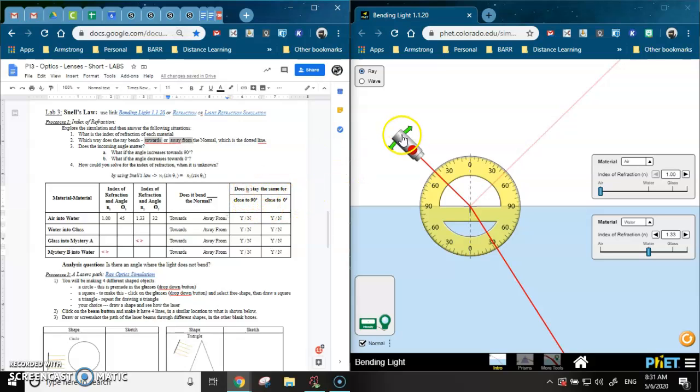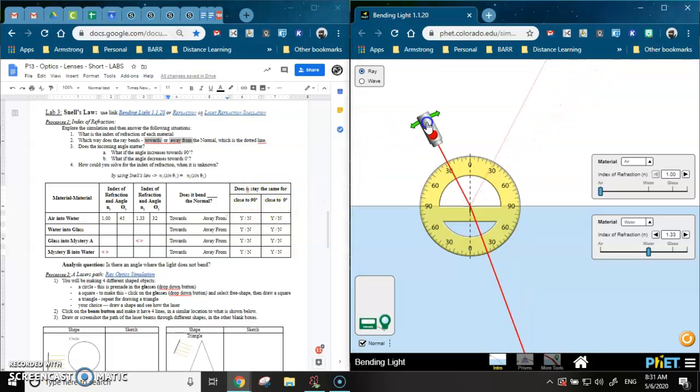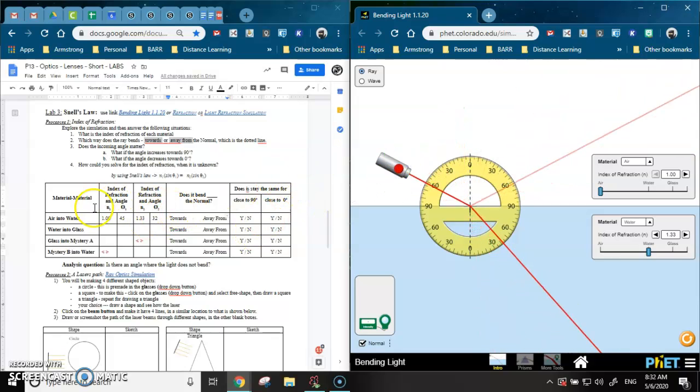And then does it stay the same? As we get close to 90, does it still bend towards normal? As we get close to 0, does it still bend towards the normal? All right, so that is the first part. In the next video, we will go over the second part, procedure 2, a laser's path ray optic simulation.